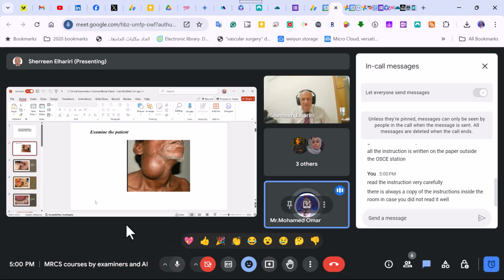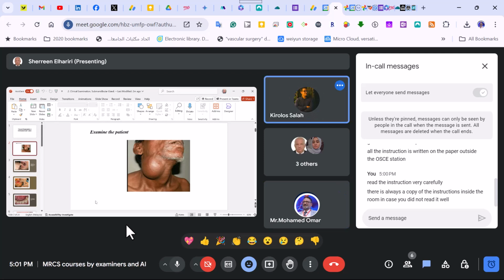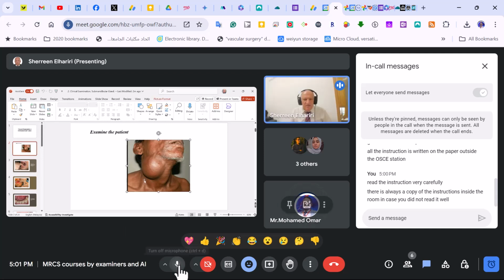Who would like to start? Corollos, would you like to start? Okay, doctor. Okay, go ahead. Of course, here we have a swelling, but usually in the exam we have no swelling, but it is the same. Just look into the submandibular area, right side and left side. So can you just describe first the inspection, and after that tell me what you need to do?